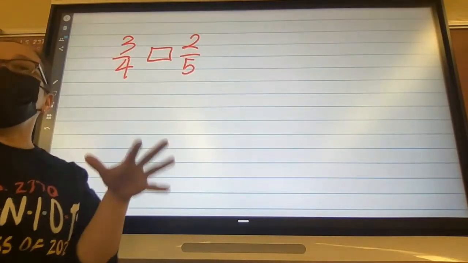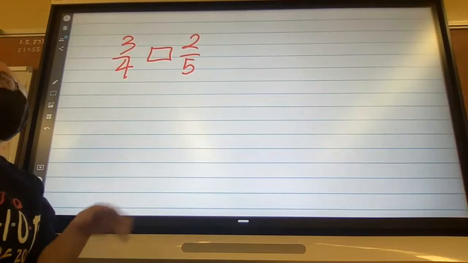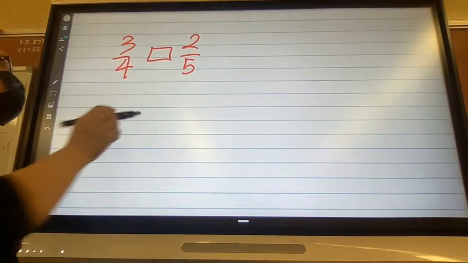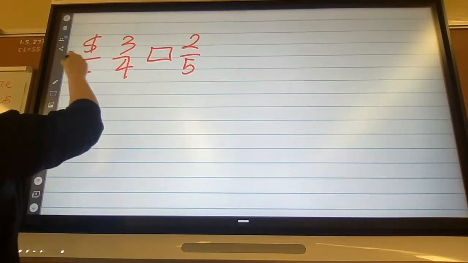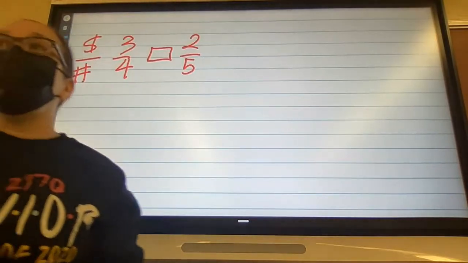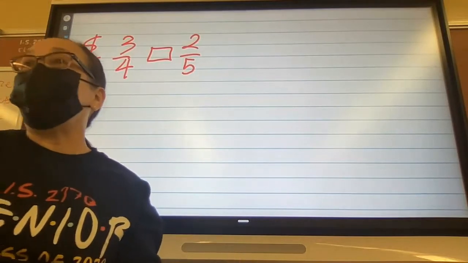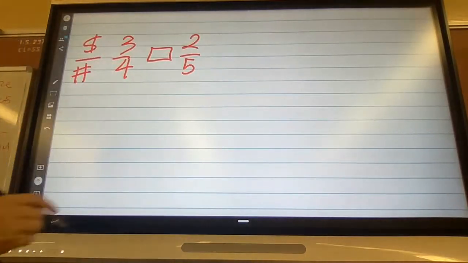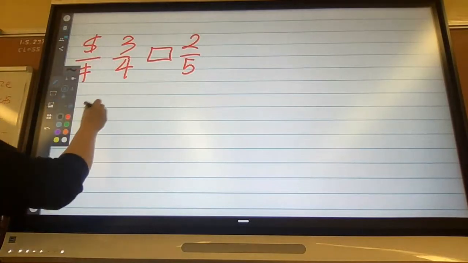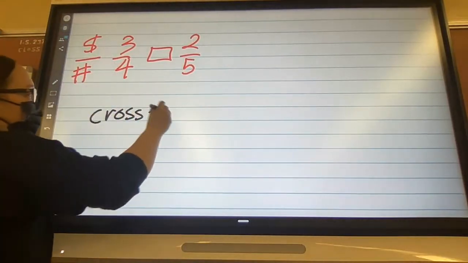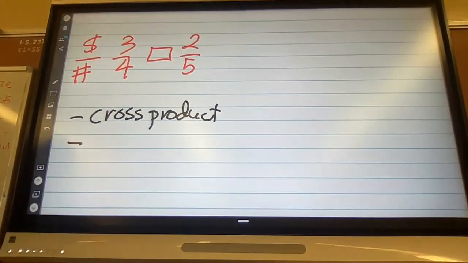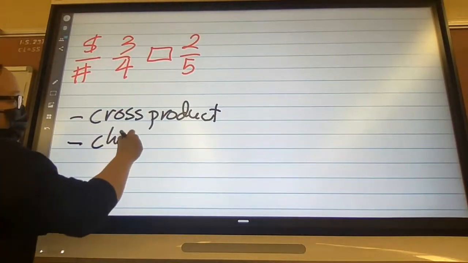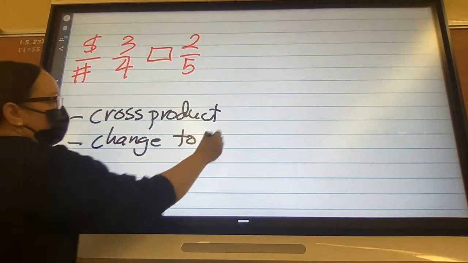What are the different ways we used before to compare rates? Let's assume that's a rate, say dollar to number of items. How will we know which one is greater? What are the strategies we used last time? Give me one. We could use cross product. What else? Change to decimal.